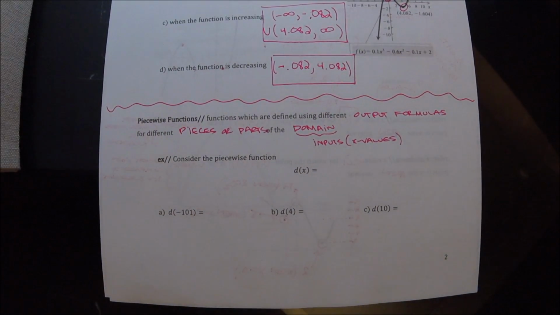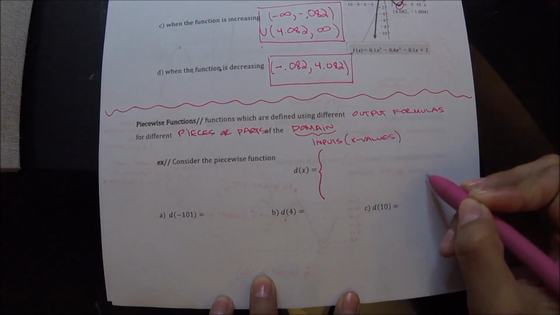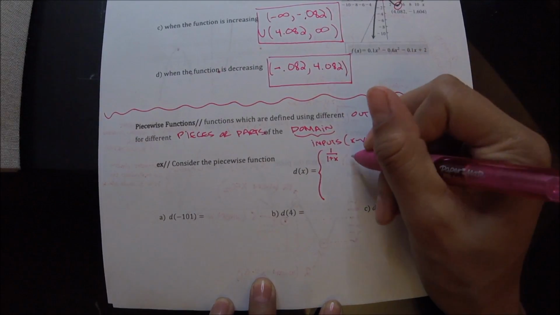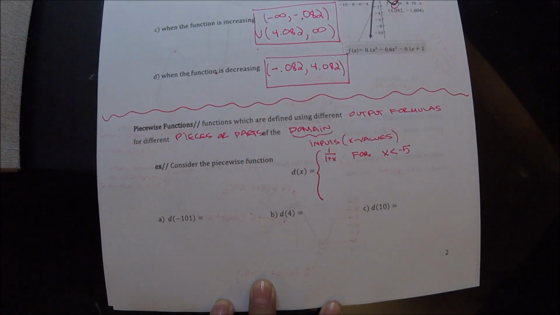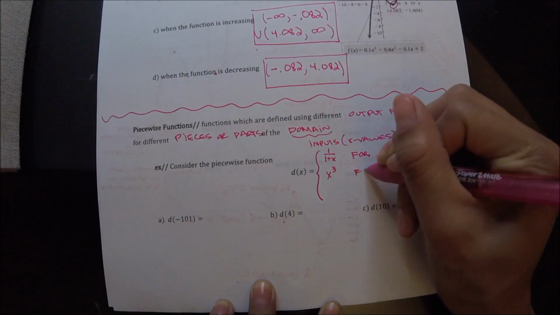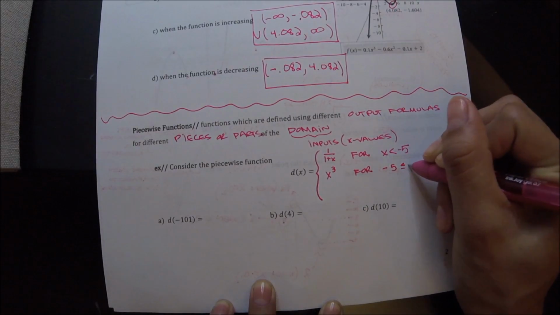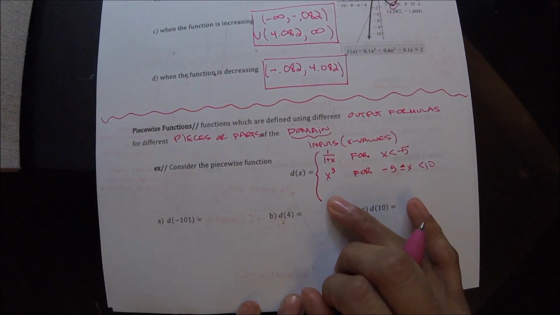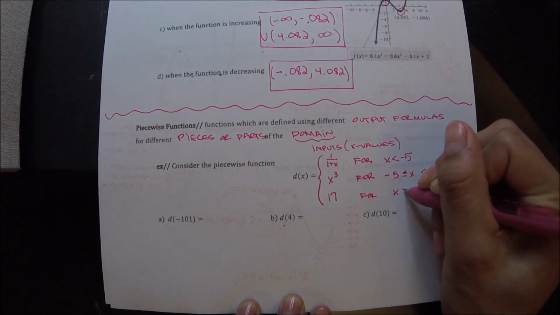So let's do an example. It says, consider the piecewise function d of x equals. So this particular function is going to have three parts. So I'm going to have three lines. The first part is 1 over 1 plus x. And this is going to be for the x values less than negative 5. And then the second piece is going to be x cubed, and that's going to be for x values between negative 5 and 10. So negative 5 is less than or equal to x, which is less than 10. And then the last piece of this function is going to just be the number 17. And this will be for x values that are greater than or equal to 10.